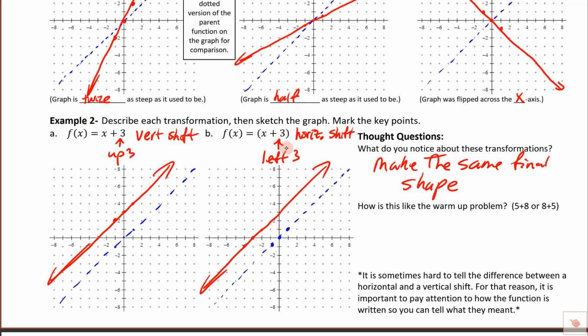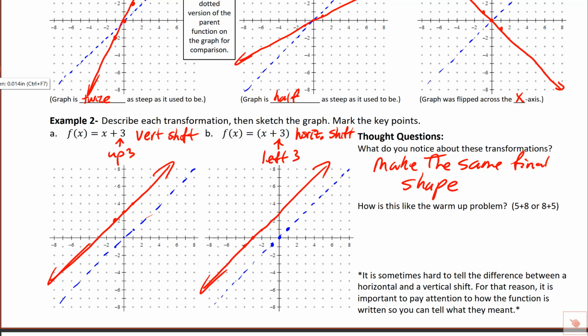The fact that this had parentheses on it made this a horizontal shift. We took it over here and we moved those 3 key points right here. The fact that this was outside the set of parentheses means we make that shape and then we're going to move it up 3 units. The net effect is the same, but we want to make sure that we understand this.